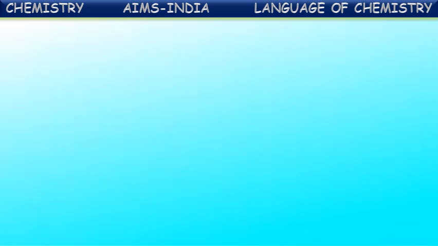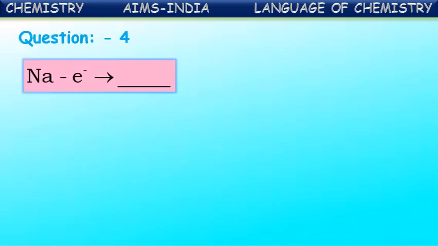See the next question. Question number 4. See, Na minus 1 electron. If you are removing 1 electron from sodium, obviously it forms Na plus. Isn't it? Removing of 1 electron gives 1 positive charge. 2 Na, no. Na plus, yes, correct.